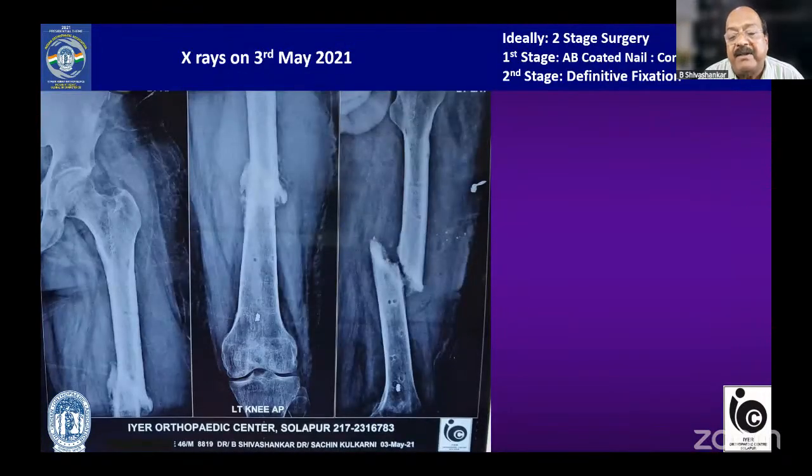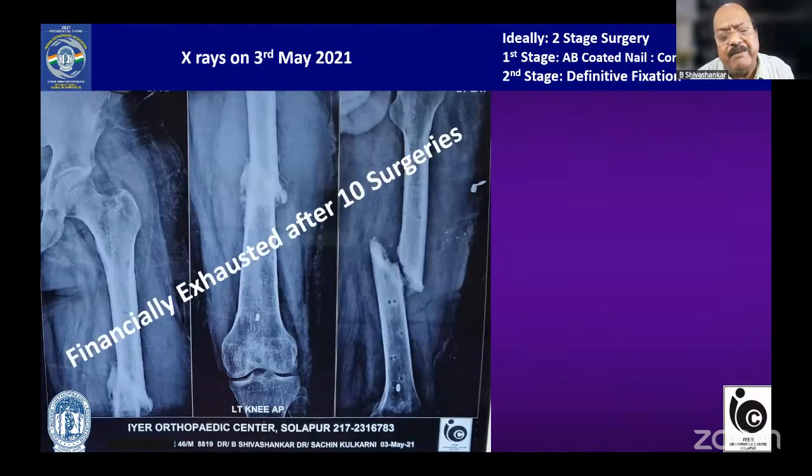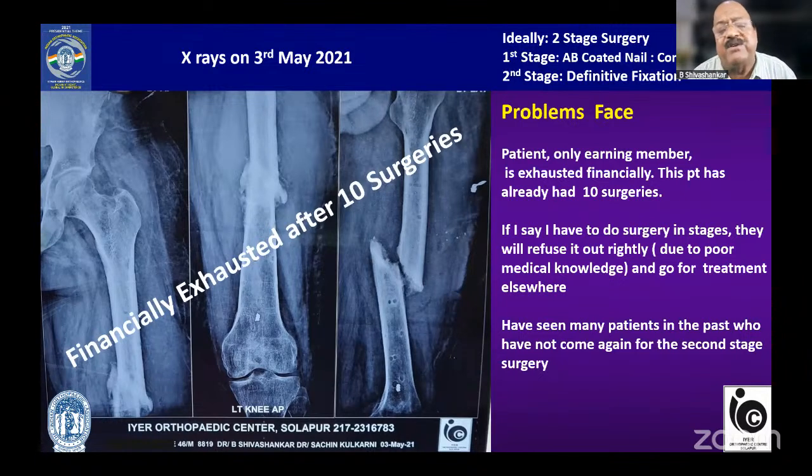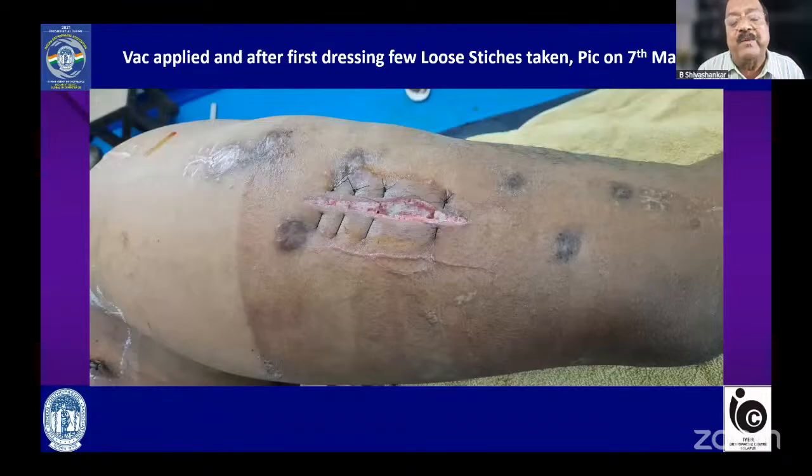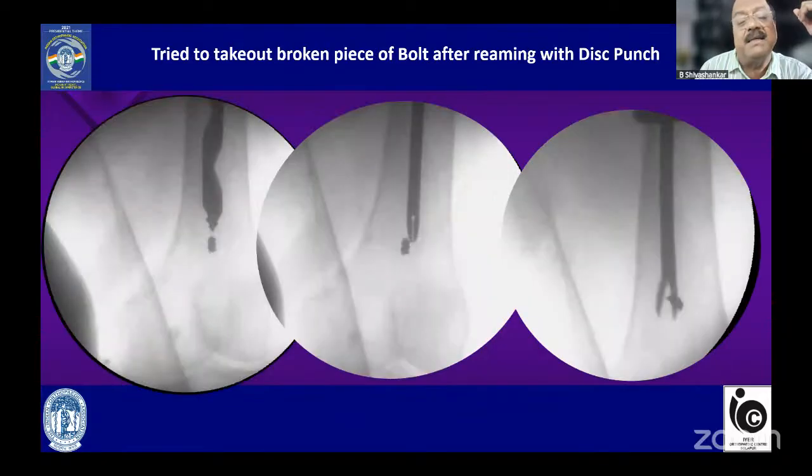Then after 3 days, I took the patient. The patient is literally financially exhausted after the 10 surgeries he has already undergone. If I again say that I have to do 2 surgeries, they run away. So I decided to do an interlocking antibiotic coated nailing. I just applied the vac for 2 days and the wound shrank a little in size.